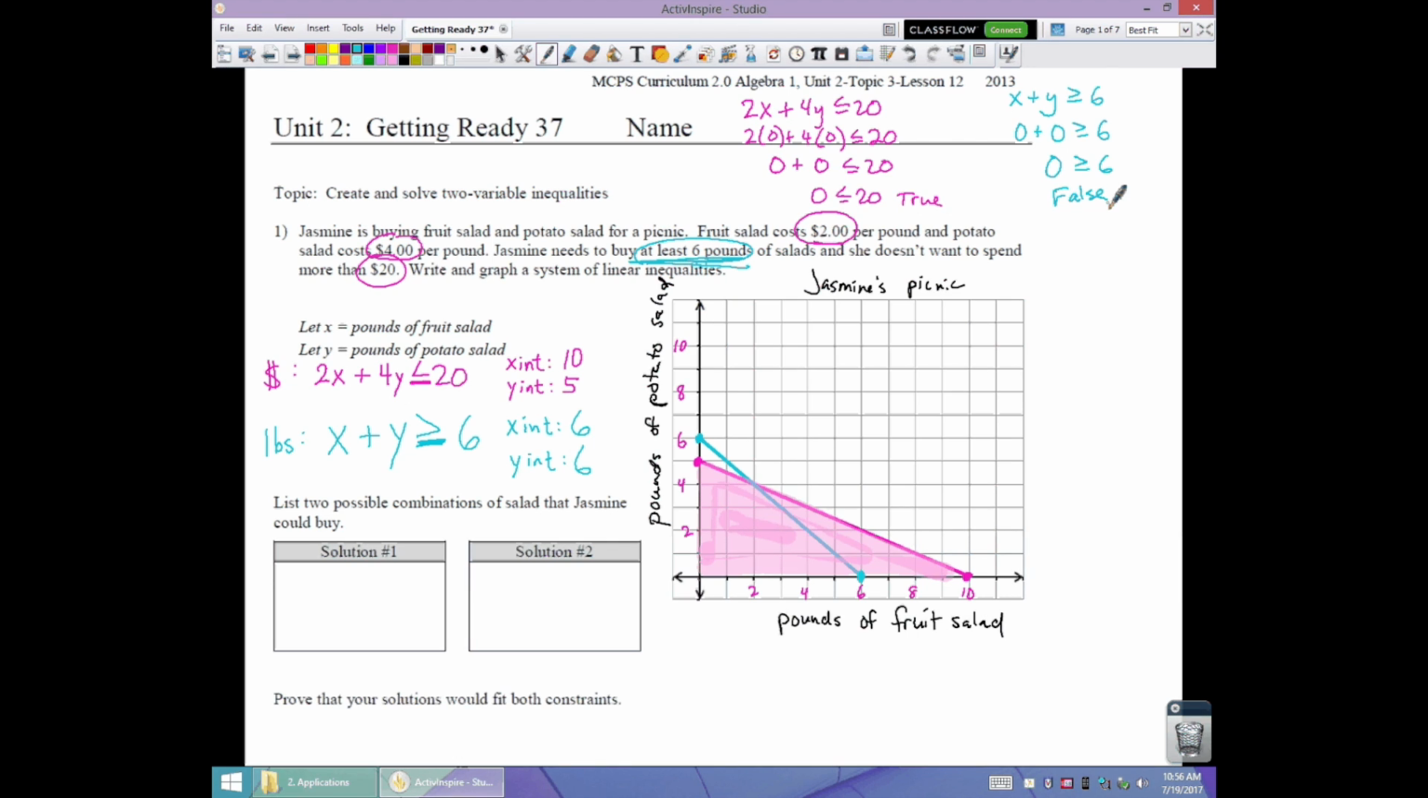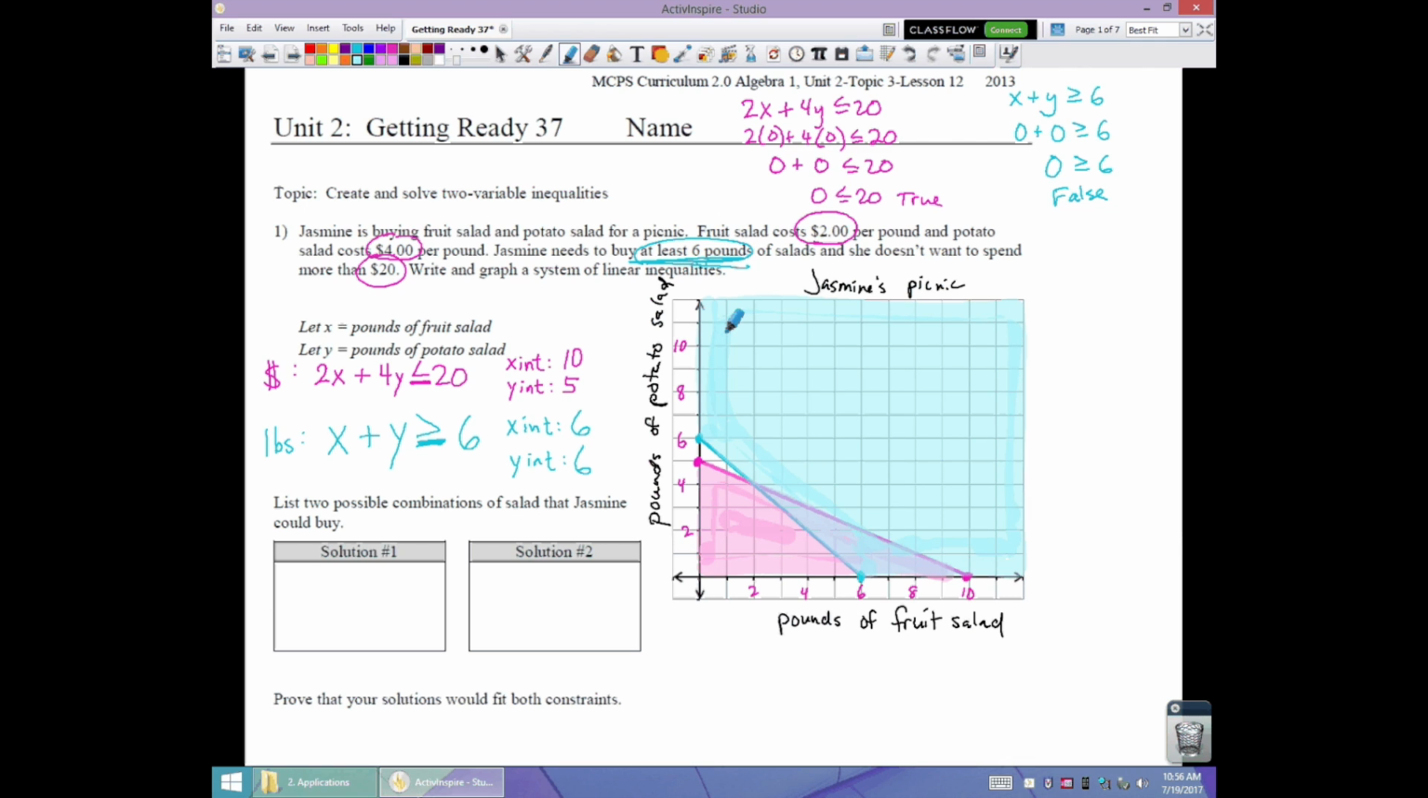0 greater than or equal to 6 is false. So what does that tell me? Well, 0, 0, which is down here under the line, it didn't work. That means it cannot be shaded. Therefore, the other side of the line, so above the blue line, should be shaded. So only above the blue line. Okay, so everything up here. So all of this blue, including the line, represents combinations of fruit salad and potato salad that are 6 or more total.